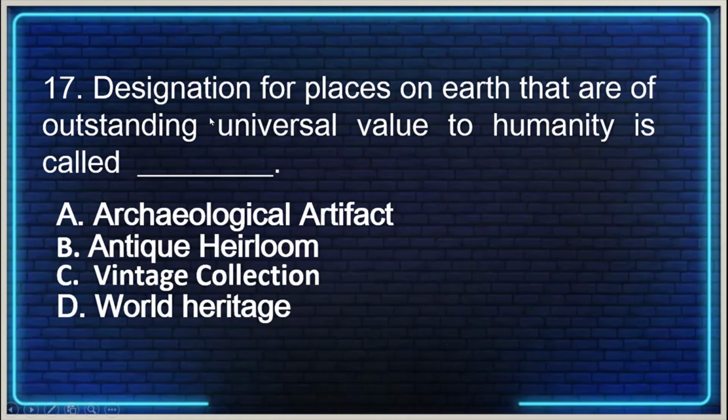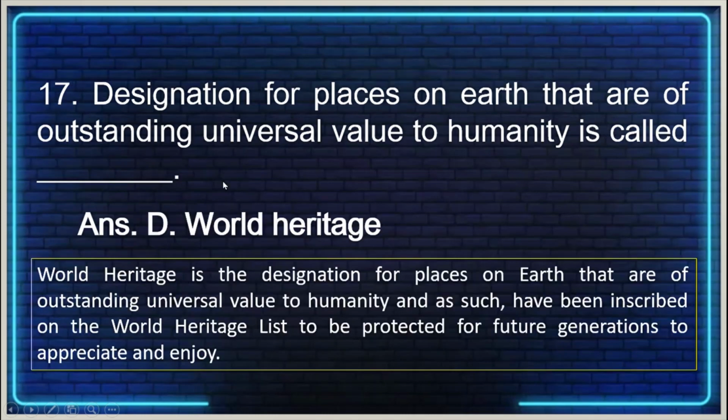17. Designation for places on earth that are of outstanding universal value to humanity is called blank. A. Archaeological artifact. Letter B. Antique heirloom. C. Vintage collection. And D. World heritage. The answer is letter D. It's world heritage. So it is a designation for places on earth that are of outstanding universal value to humanity and as such have been inscribed on the World Heritage List to be protected for future generations to appreciate and enjoy.